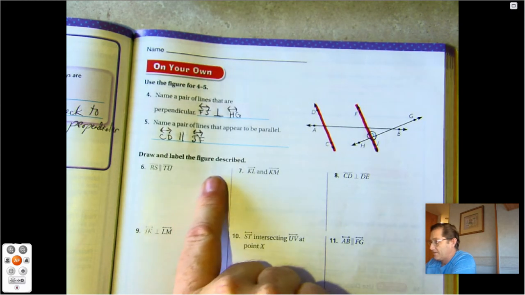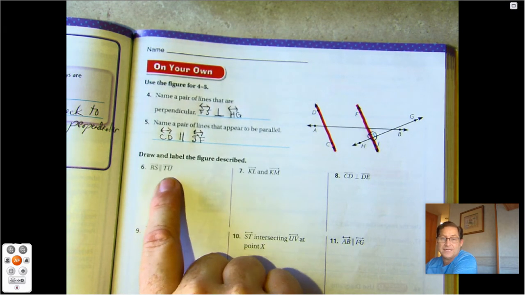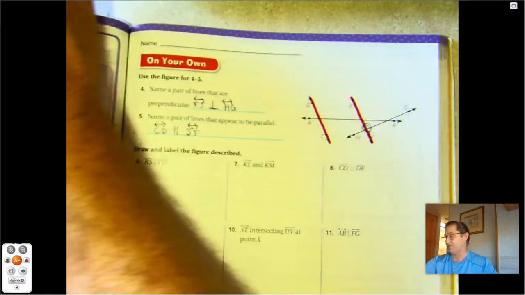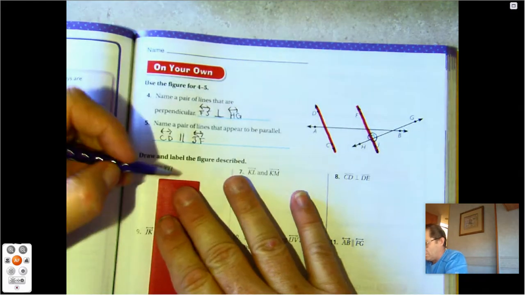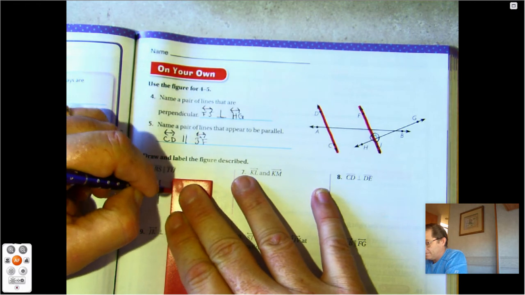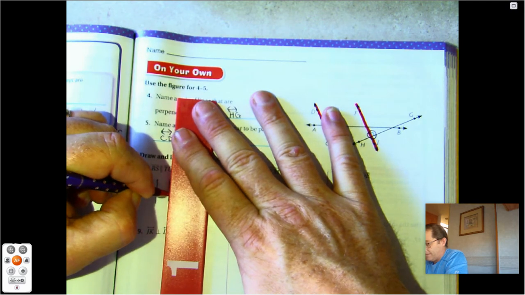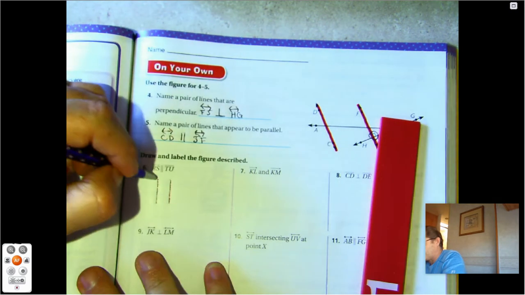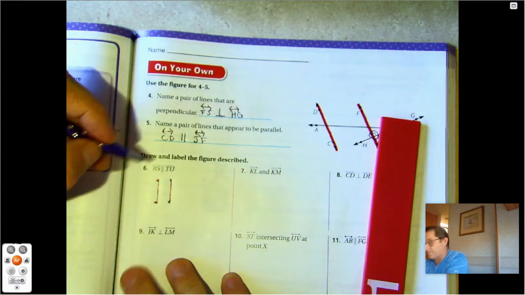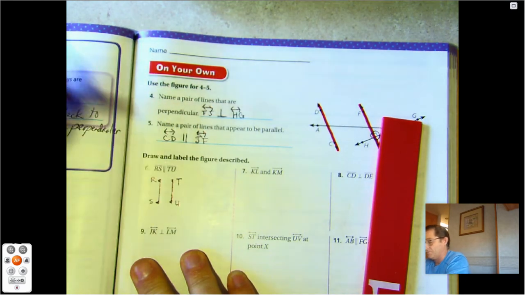All right, draw and label the figure described. Line segment RS parallel to line segment TU. All right, so that means the 2 lines will not cross each other, correct? So let's draw 2 line segments. They don't have to be the same length. We know that it has 2 definite endpoints. So call this R and S, call this T and U.